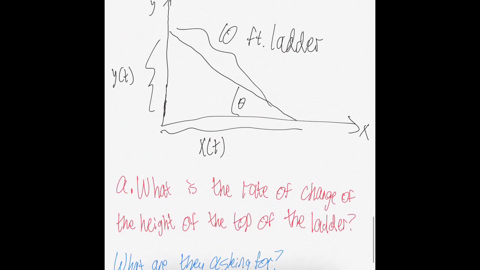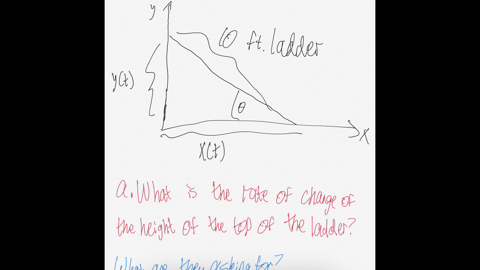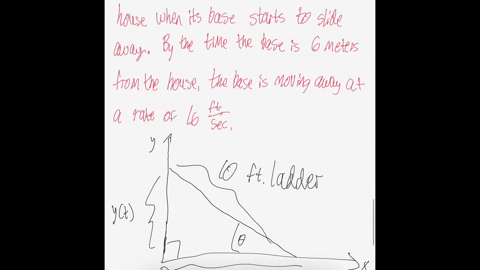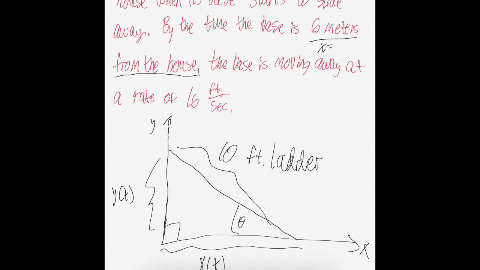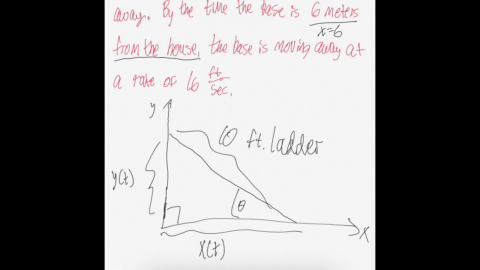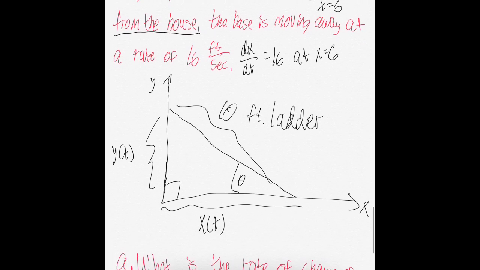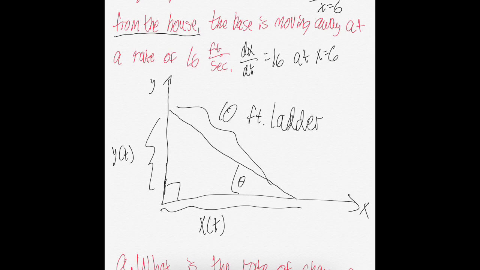Okay, so let's find a formula for y. And let's see here. If we look at our picture, we've got a right triangle, and we know that the hypotenuse is 10 feet, and we have this angle theta in there, and we have x of t. Well, it looks like they're giving us information about x. So let's look at the information which we're given. When the base is 6 feet from the house, that's saying x equals 6, the bottom side is 6. The base is moving away at a rate of 16 feet per second. So dx/dt equals 16 at x equals 6.